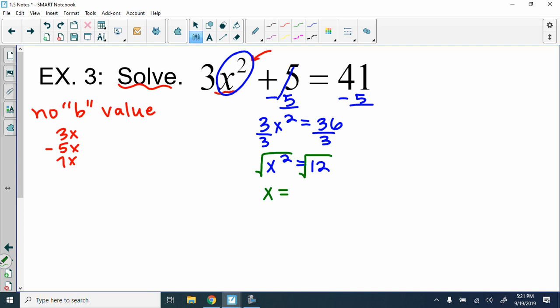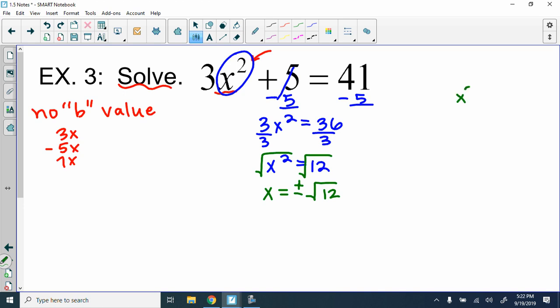Now, when we do that, there's something that we have to pay attention to. We do get the square root of 12, but not only do we get the positive square root of 12, we also get the negative square root of 12. You might recall doing that in Algebra 1 where you would get plus or minus a number. Let me explain why.